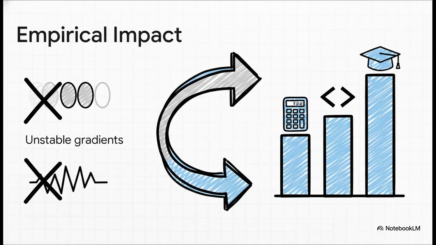But the wins go way beyond just efficiency. The sources show that Block AttnRes actually fixed those deep-down technical problems, like the information dilution we talked about, and those unstable gradients that confuse the model. And fixing that stuff translated directly into big gains on really hard tests. We're talking 3 to 7.5-point jumps on benchmarks for math, coding, and even graduate-level exams.